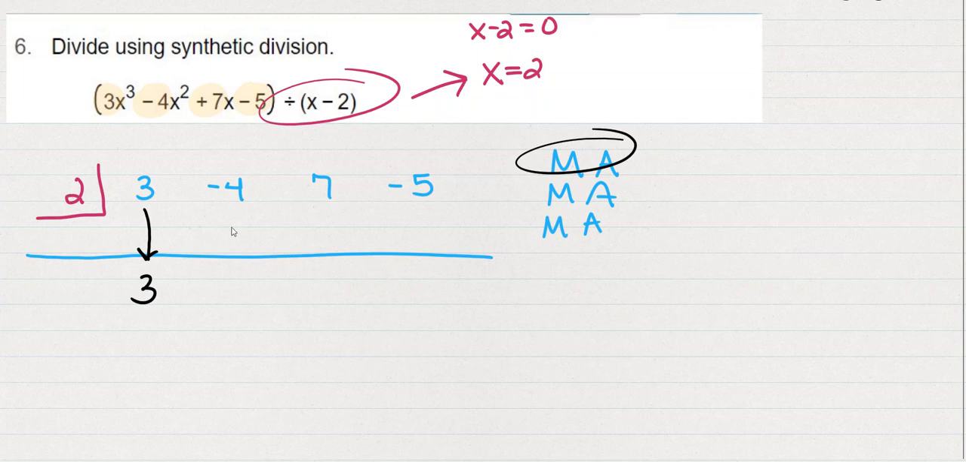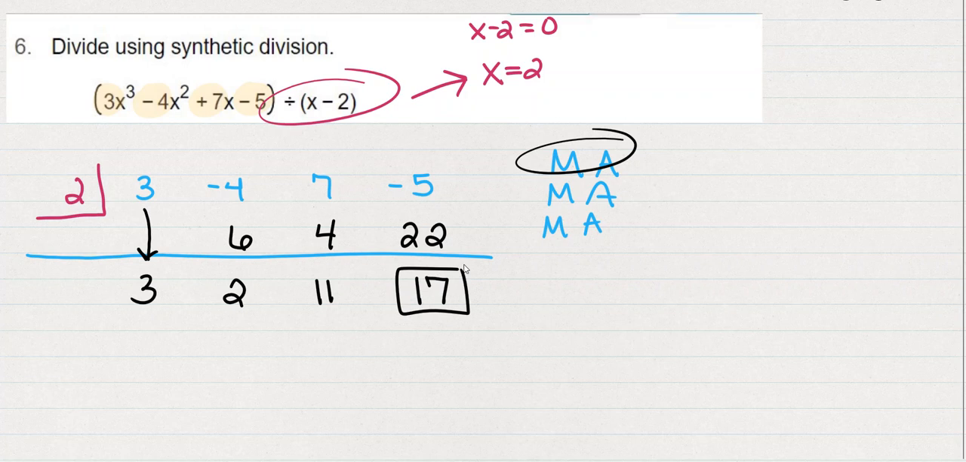3 times 2 is 6. You know how you can do this just with a running total on your calculator. Start with the 3. 3 times 2 is 6. Without deleting or erasing, say minus 4 is 2. And then keep the 2 in there. 2 times 2 is 4. Keep the 4. 4 plus 7 is 11. 11 times 2 is 22. 22 minus 5 is 17.